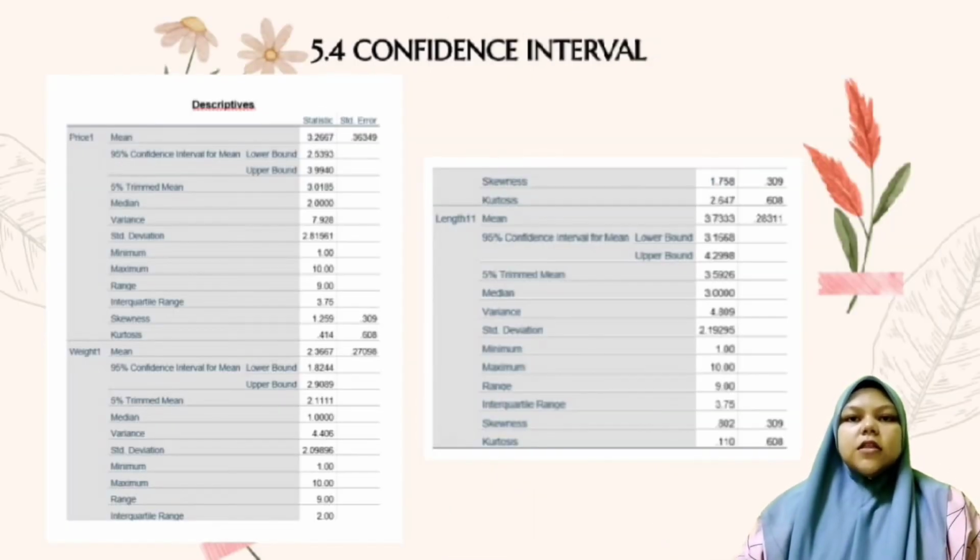5.4 Confidence interval. The mean for the price group is 3.2667, the upper bound is 3.9940, and the lower bound is 2.5393, while the difference between upper and lower is 1.4574. Besides that, the standard deviation of price is 2.81561, and the median is 2. The same goes for week and range 1. They also have their own measures for the calculation.